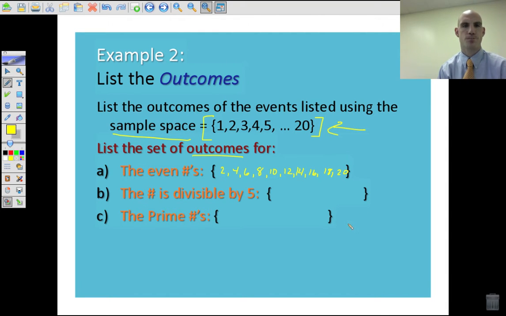Okay? If you want to try B and C on your own, B is a number that is divisible by 5. I'm going to keep rolling through for B and C. If you want to pause and try these, you can probably already do them on your own. Okay? Numbers divisible by 5. Well, 5, 10, 15, or 20. Prime numbers, a little bit trickier. Got to know the nature of a prime number.